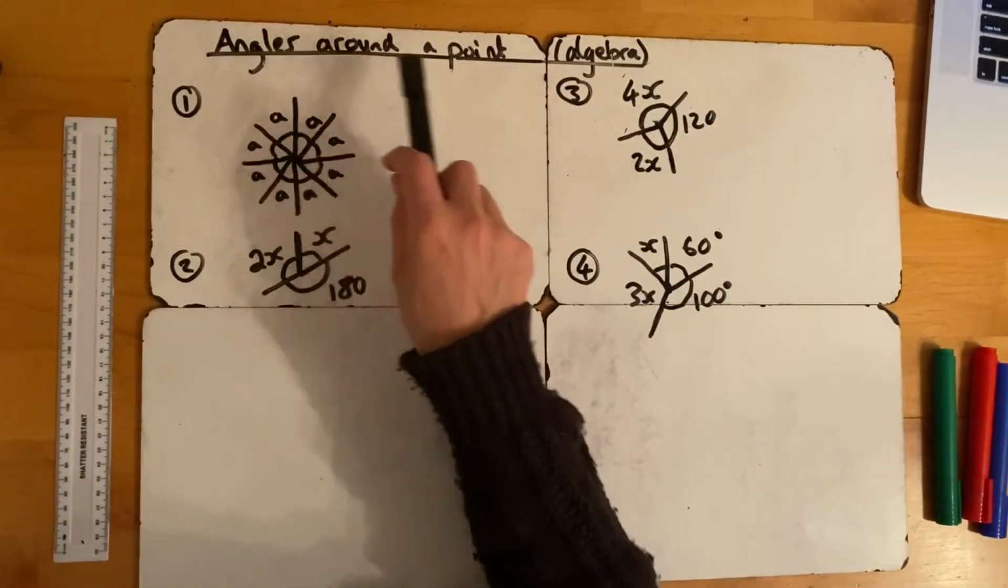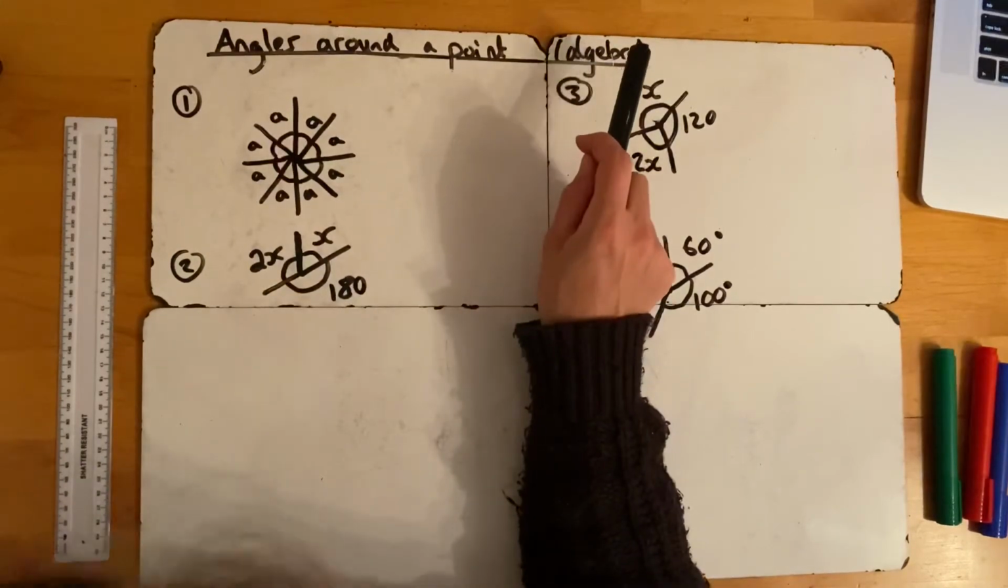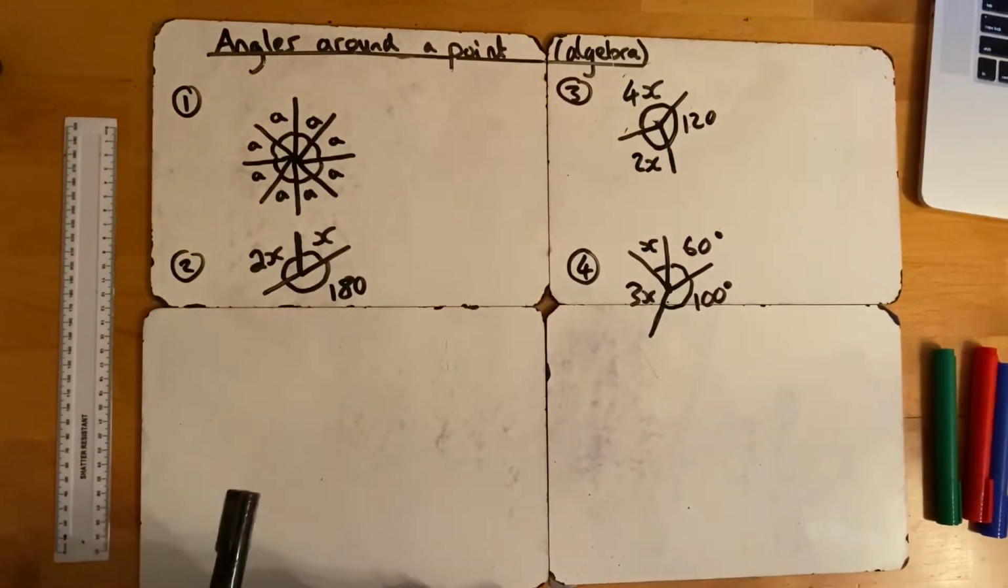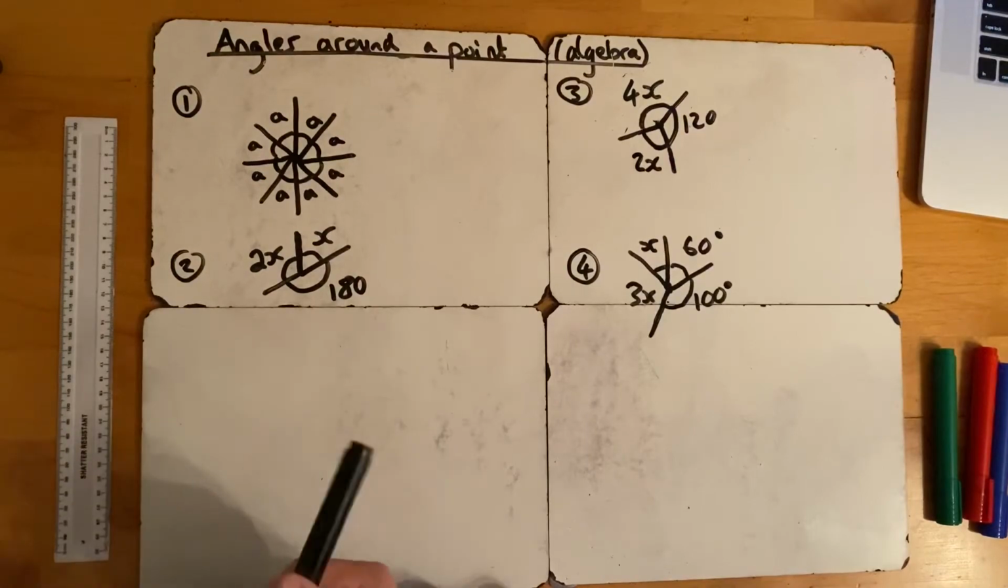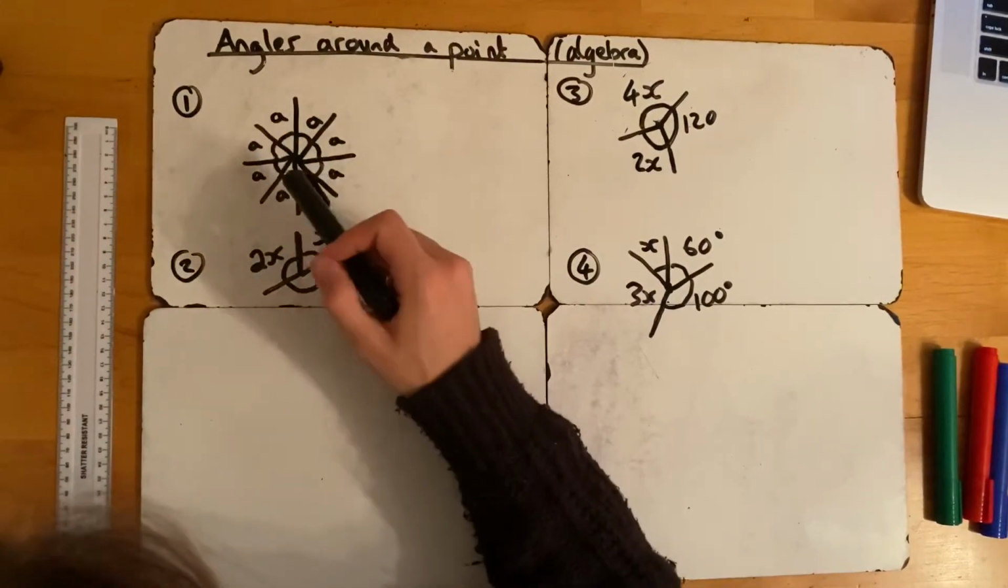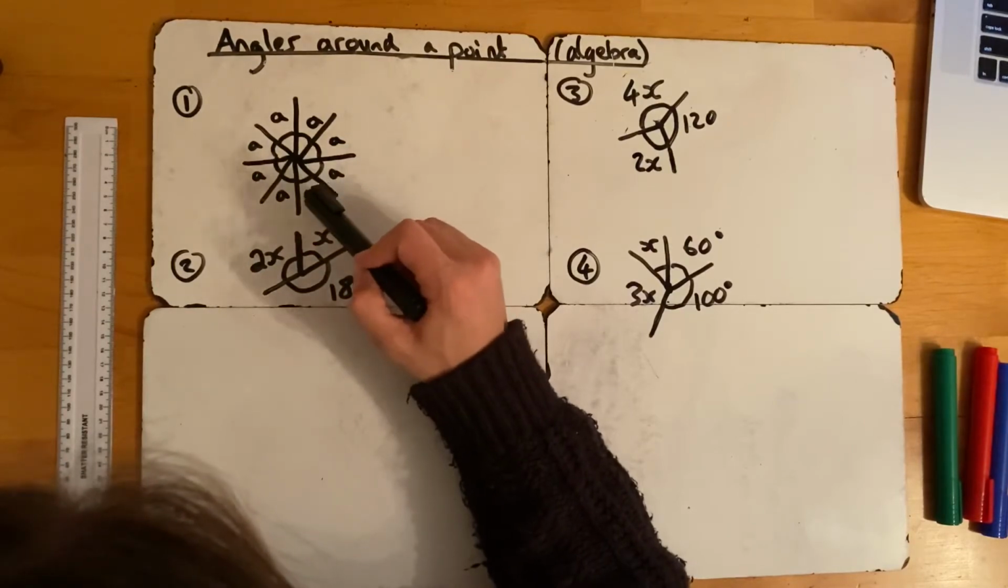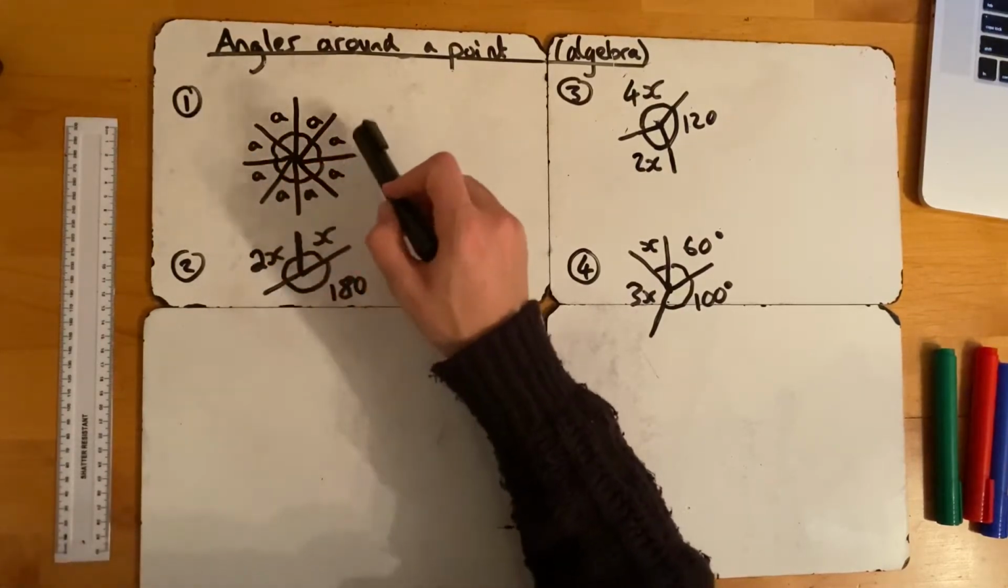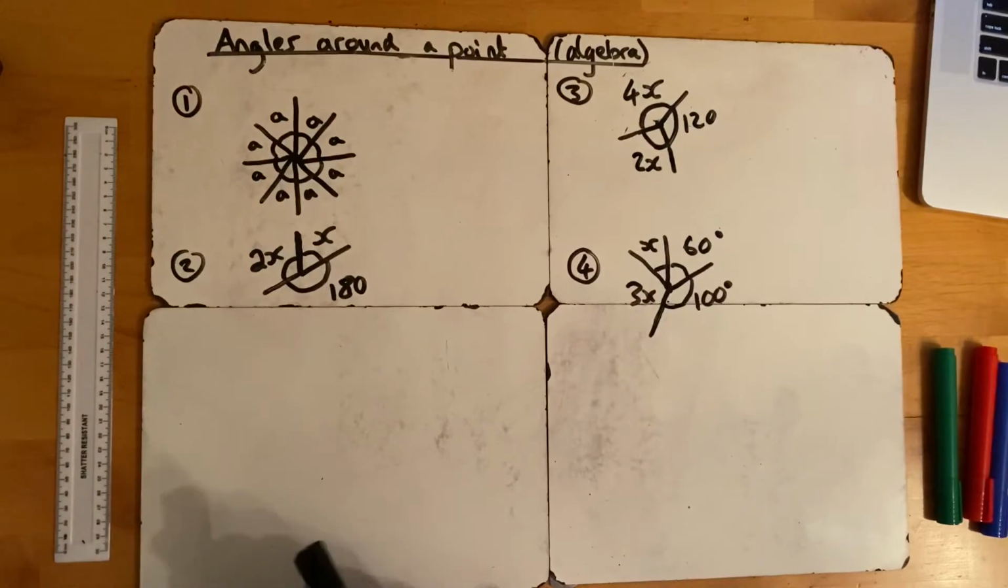Okay, we're doing angles around a point again, but this time it's with algebra, and these questions always come up in your GCSE. So if you can get them now in year 7, that's amazing. So question 1. Okay, copy something like this out, and you remember all these angles here, same as before, they have to add up to 360 degrees.